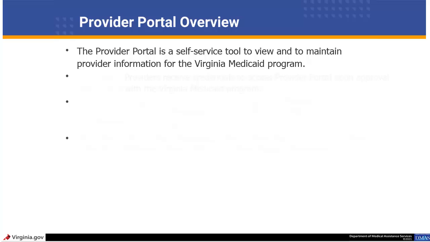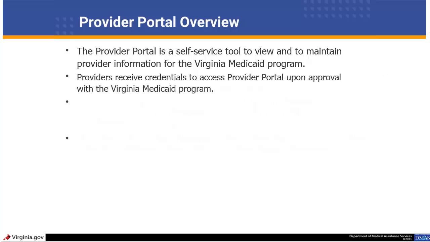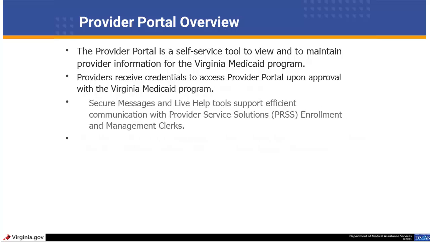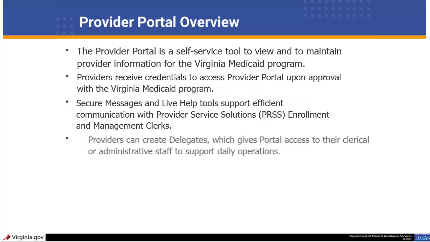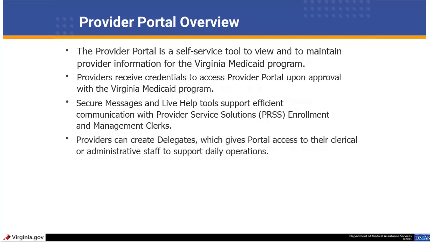Providers receive credentials to access the provider portal upon approval of the Virginia Medicaid program. Secure messages and live help tools support efficient communication with Provider Service Solutions, PRSS enrollment and management clerks. Providers can create delegates, which gives portal access to their clerical or administrative staff to support daily operations.